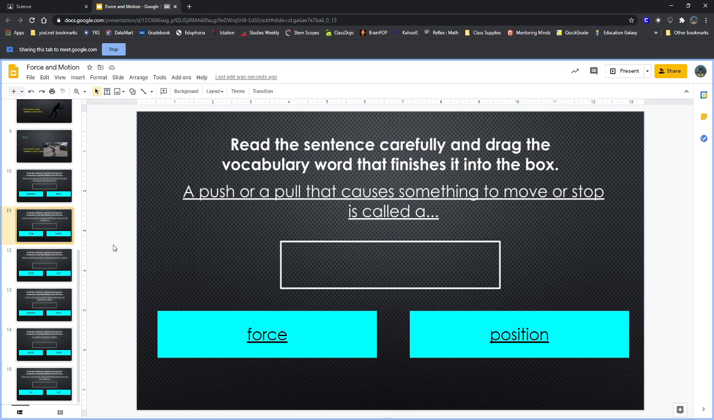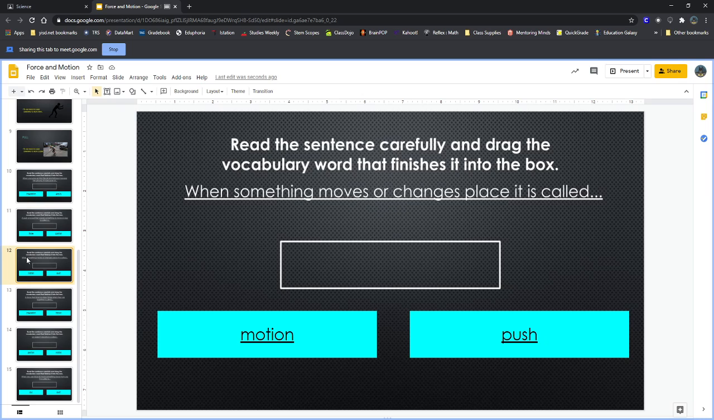Hold on. The second sentence says, a push or a pull that causes something to move or to stop is called a blank. If you think it's called a force, drag that rectangle, put it in the box. If you think it's called a position, move that rectangle into whatever word you think finishes the sentence. When something moves or changes places, we call that blank. If you think it's called motion, put that in the box. If you think it's called a push, put that into the box.